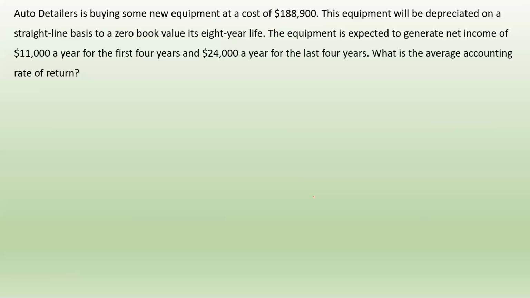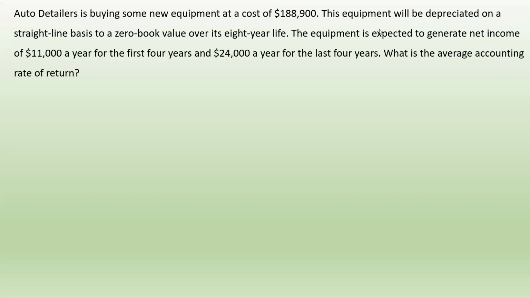Another practice: Auto Detailers is buying some new equipment at a cost of 188,900. This equipment will be depreciated on a straight line basis to a 0 book value over its 8-year life. The equipment is expected to generate net income of 11,000 a year for the first 4 years and 24,000 a year for the last 4 years. What's the average accounting rate of return?